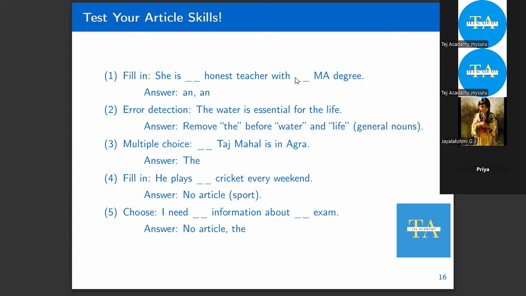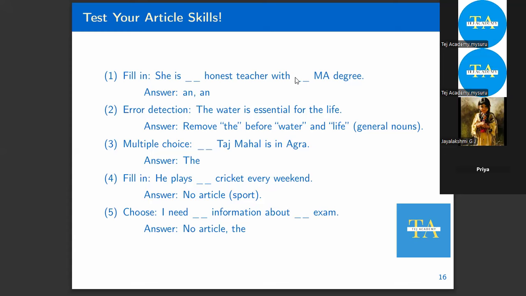And, he plays cricket every weekend. If we try to add an article here, it won't sound correct. Like he plays a cricket, of course it doesn't make complete sense. He plays the cricket is not needed here, and of course we can't use it here. So the sentence is sufficient in itself. So no article is needed.